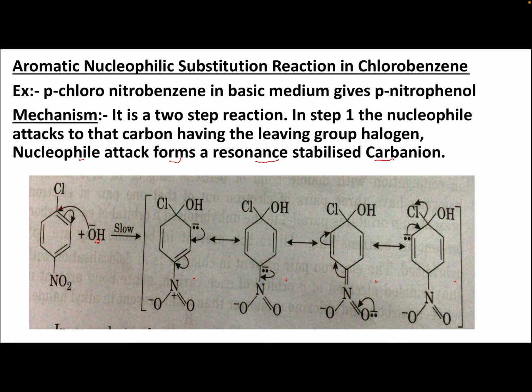Carbanion means it is negatively charged, so the carbon is negatively charged. When the nucleophile attacks the carbon atom, you see here the carbanion is formed, and it is resonance stabilized. The arrow moves here and again a carbanion is formed, and again the arrow moves and a carbanion is formed. That means the species formed after the nucleophile OH attacks is a resonance stabilized carbanion.